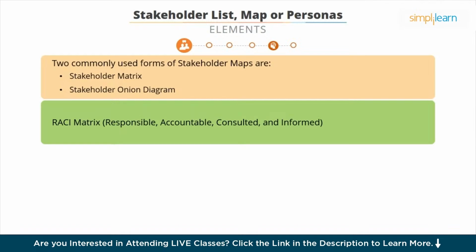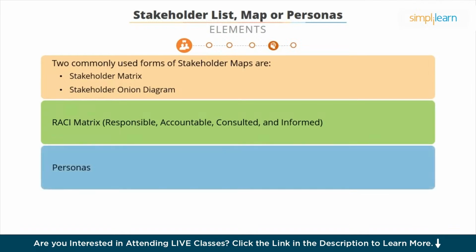RACI matrix is created to specify the level of responsibility expected from each stakeholder. RACI stands for responsible, accountable, consulted, and informed. Persona is defined as a fictional character that explains the typical user interacts with the product. Persona is written in narrative form.